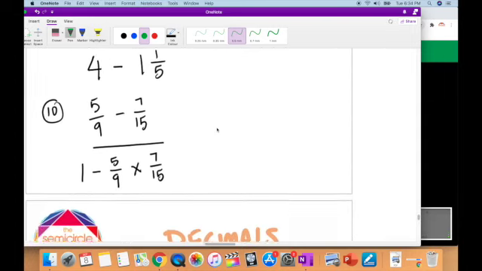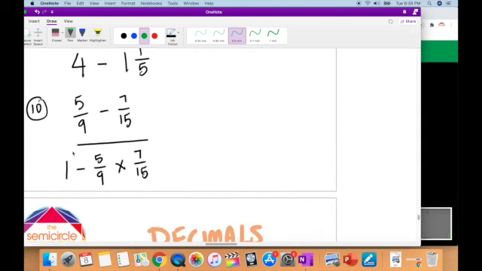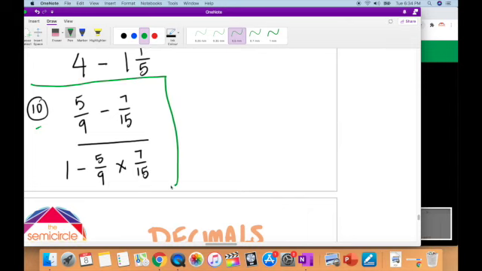So let's try this one, number 10. I'm not sure if I gave you this question before, but let's see if you do it. You only have 2 minutes to do this. I think I did give you this question last week, right?